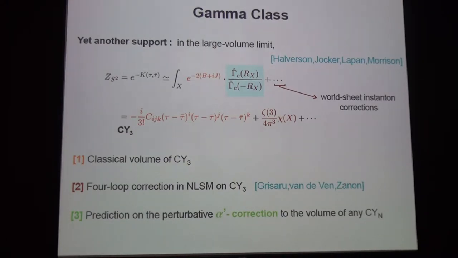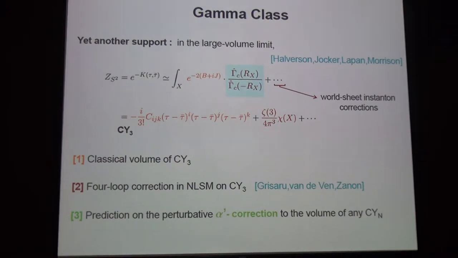Before I finish the talk, I know there is plenty of time left to me, so let me make one more comment. This formula is actually valid in any dimensional Calabi-Yau space. So from these expressions, you can predict the alpha prime correction to the volume of any dimensional Calabi-Yau space. And from those predictions, you can predict the higher loop corrections beyond four loops to the beta function of the nonlinear sigma model on higher dimensional Calabi-Yau manifolds.